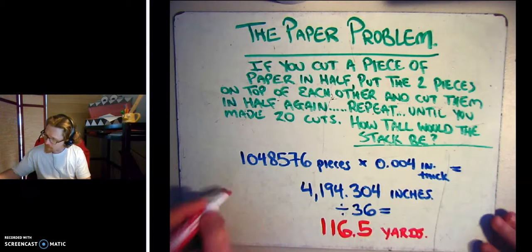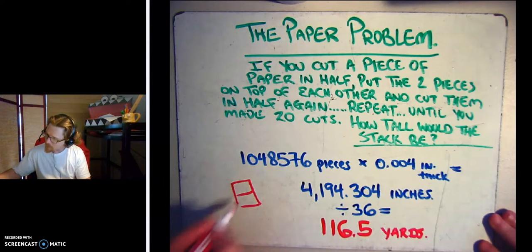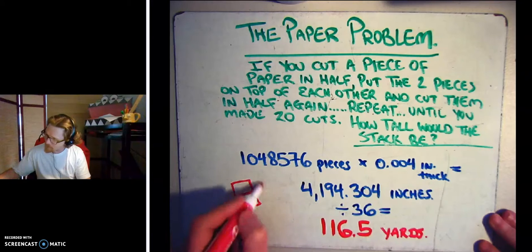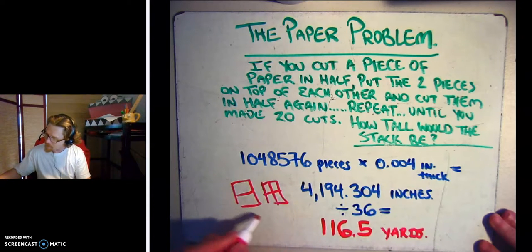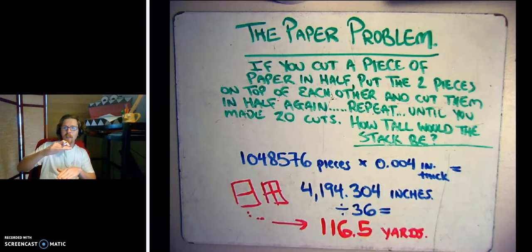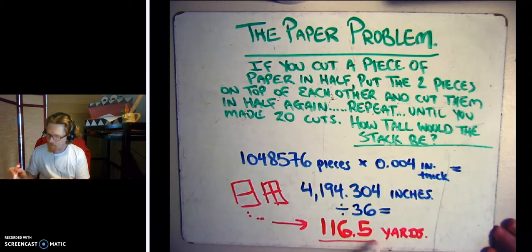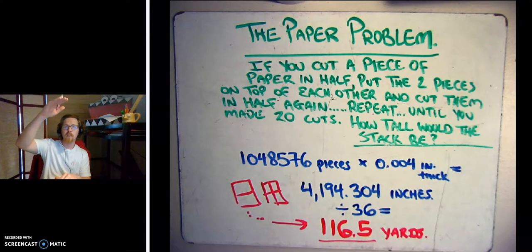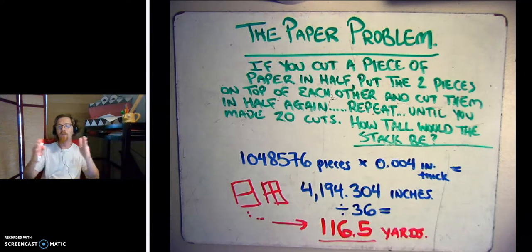So in a sense, if you take your piece of paper and cut it in half, and then cut that in half, and then keep cutting it in half, and you stack all those little confetti-sized pieces of paper up, you took a flat piece of paper and turned it into a stack of paper almost the size of the entirety of a football field, including the end zones. So here we have the paper problem solution.